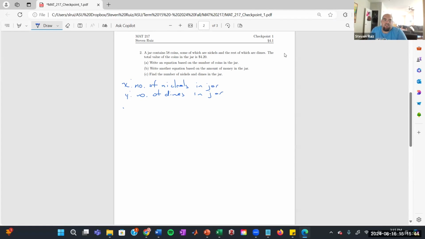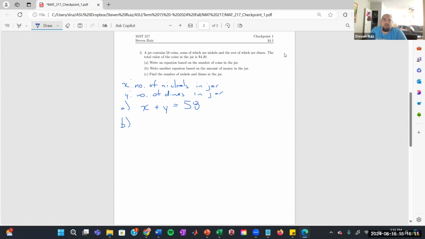So part A is to write an equation about the number of coins in the jar. I don't know how many nickels or dimes there are, but I do know that the total number of nickels and dimes is 58. So if I just add what x and y are together, their sum has to be 58. For all I know right now, there could be 57 nickels and a single dime.